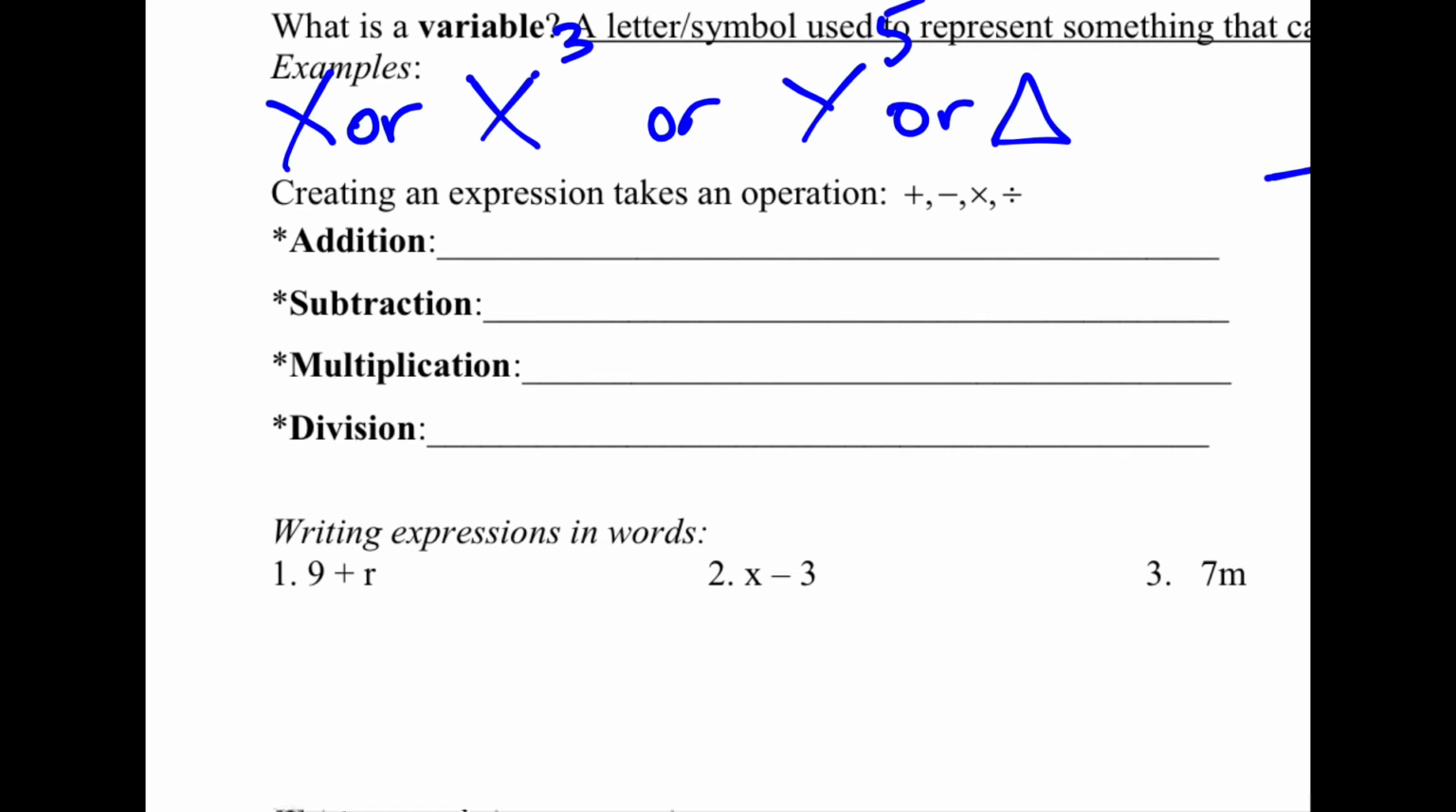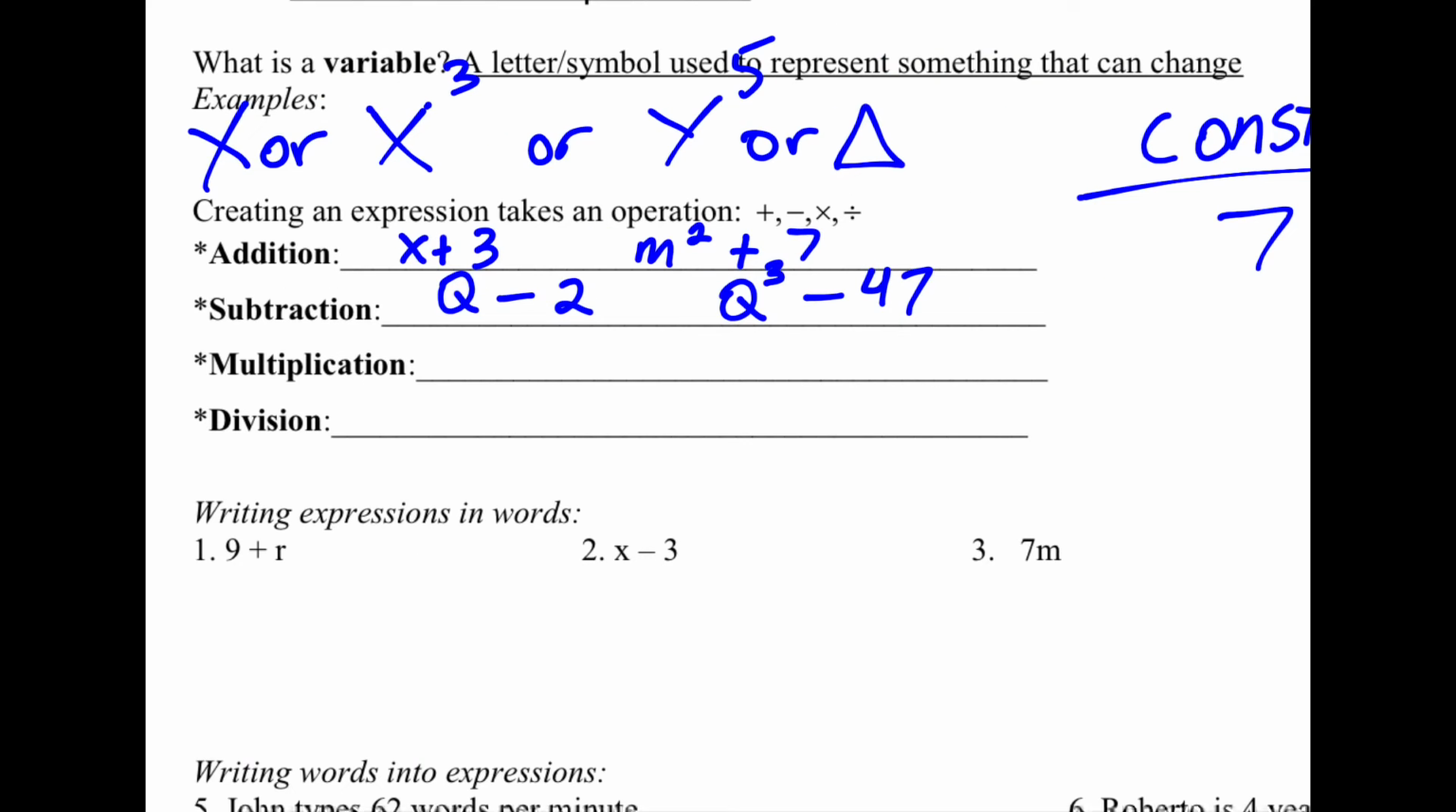When we create an expression, it requires an operation. For addition, we'll write something like x plus 3, or m squared plus 7. For subtraction, we'll start with a variable like q minus 2, and it could be something like q to the third minus 47. We can also add together other variables like x plus y or q minus r. All of these are called algebraic expressions. They are made up of variables and constants with one of these operations.